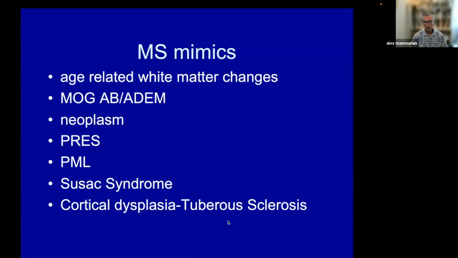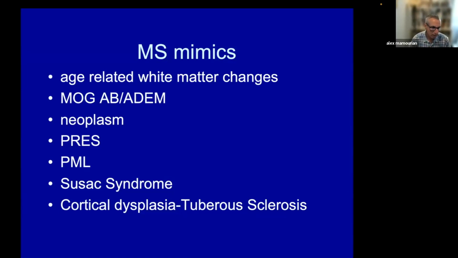Now, this is only part of the list of things to consider when patients present with first-time symptoms. Depending on the patient's age, it can be quite difficult to make these distinctions. And so some of the things we're going to consider in diagnosis are just age-related white matter changes. This entity, which I think, at least in my experience, has received more attention recently, these MOG antibody syndromes, and ADEM, or acute disseminated encephalomyelitis, may be part of this MOG spectrum. These patients will oftentimes be described as having atypical MS imaging. Neoplasm should be considered, and we'll get into that at some length. PRES, PML, Susac syndrome, and then cortical dysplasia and tuberous sclerosis. Now, the reason I'm saying these are MS mimics is because the imaging can be similar.